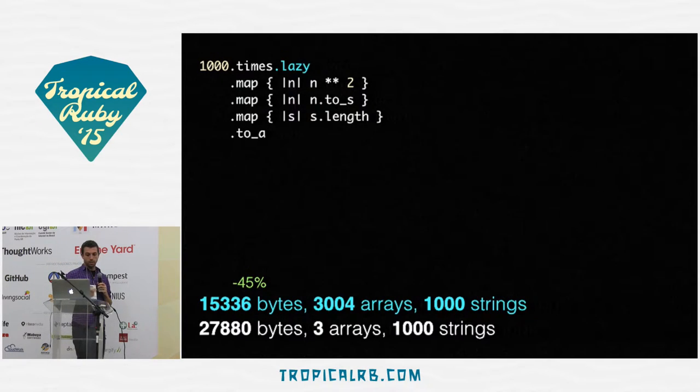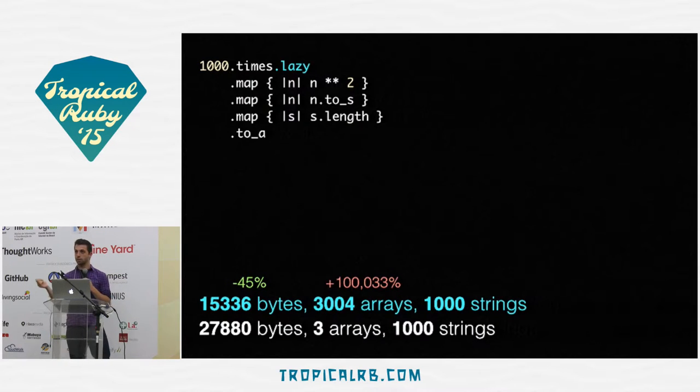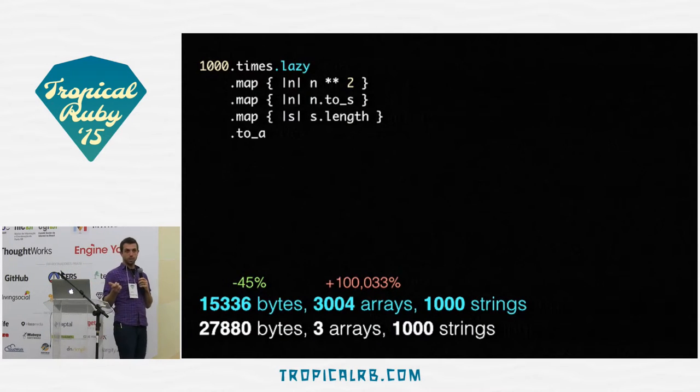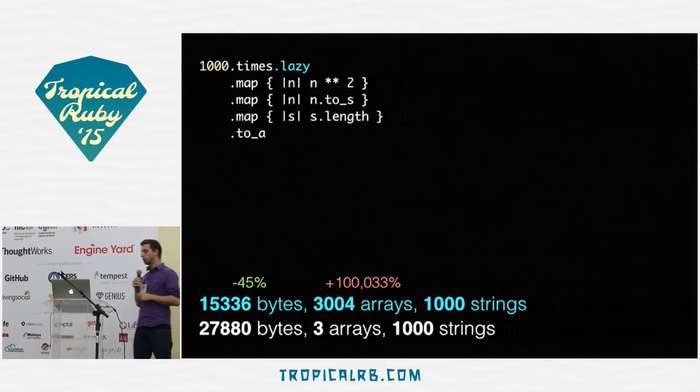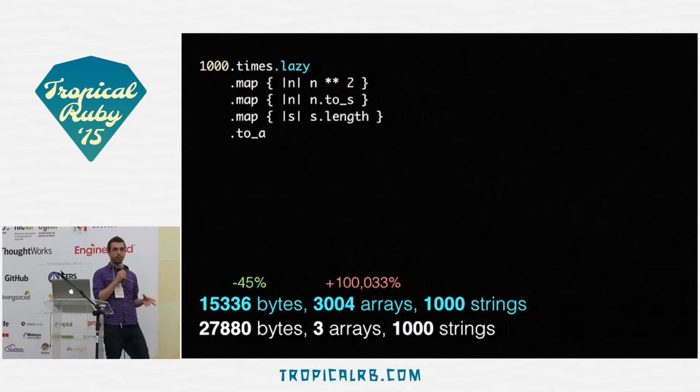That's a 45% decrease in bytes. It's very good. It's a 100,000% increase in objects. It's very not good. So why are there 3,000 arrays? And this has to do with the way that lazy is actually implemented under the hood.